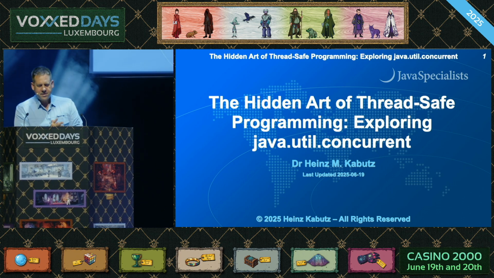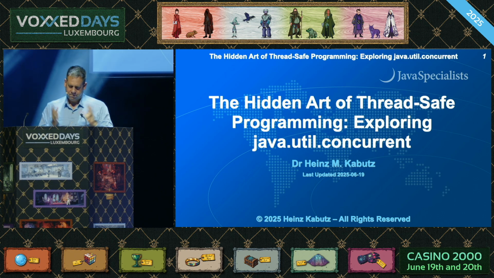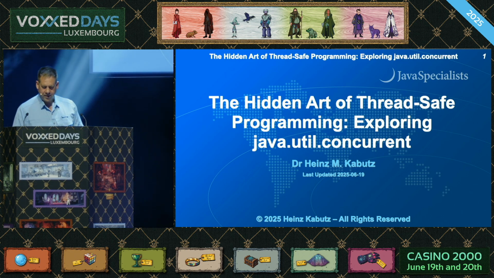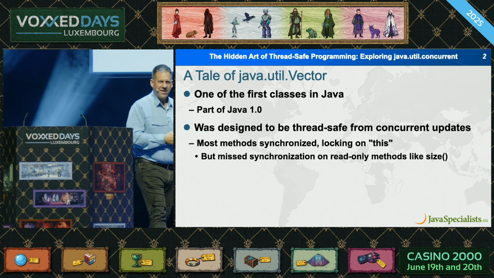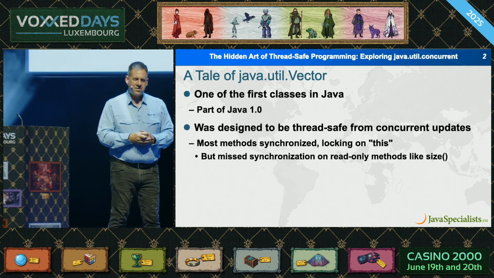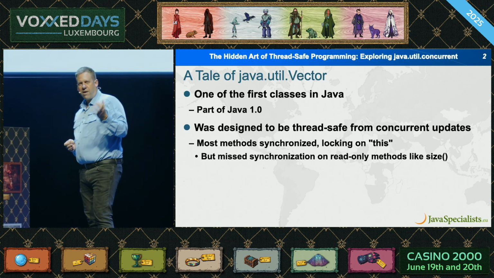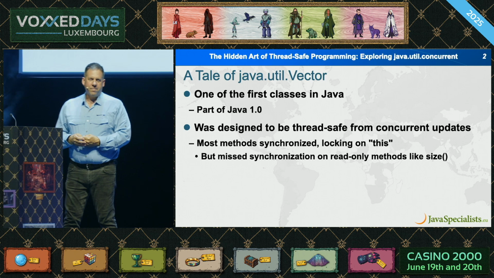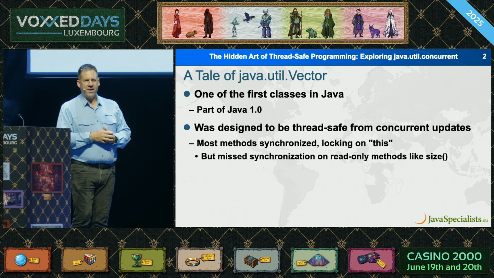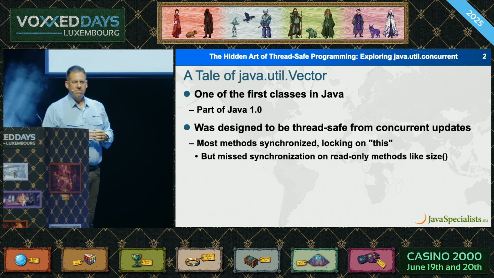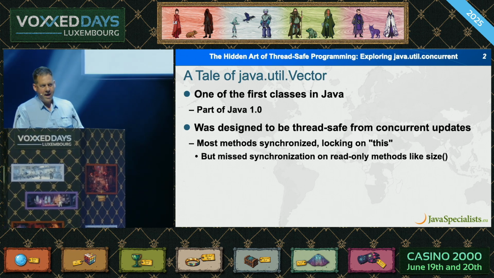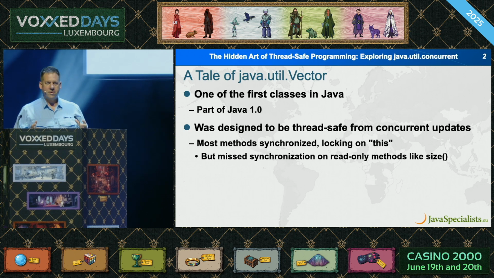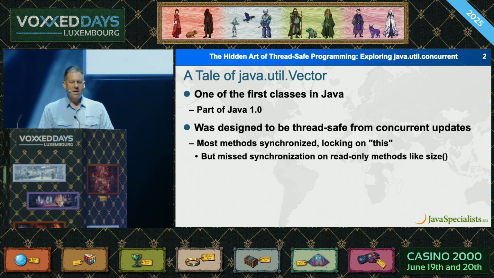So we're going to look at java.util.concurrent in great detail today, a very deep dive, so it's a very specialized topic. And I'm going to start with a class we all know, java.util.Vector. It's been with us since Java 1.0. And java.util.Vector was supposed to be thread safe from the beginning. So for example, most of the methods are synchronized, not all, but most. And they were all locking on the object itself.